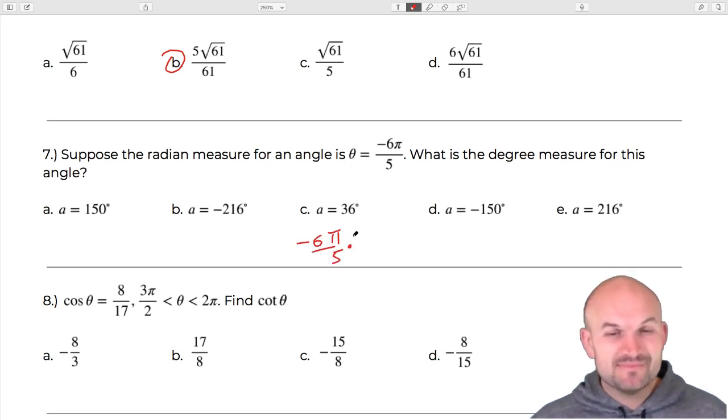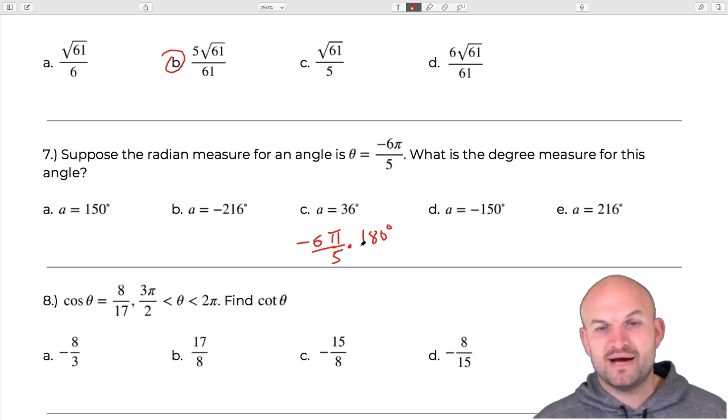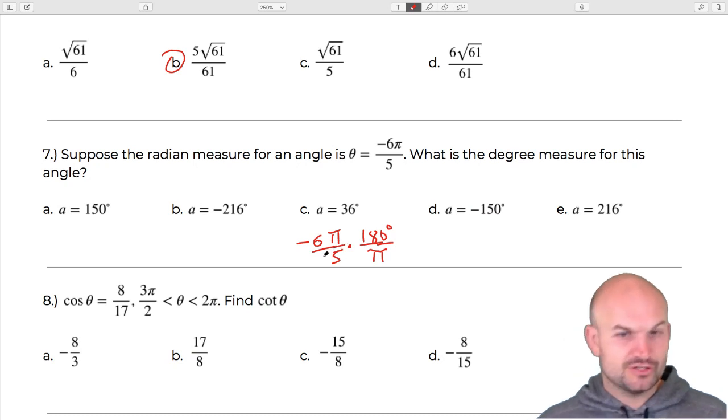And we're going to multiply that by 180 degrees over pi. So that is what we call our conversion ratio. Now, there's a couple different ways you can do this, right?